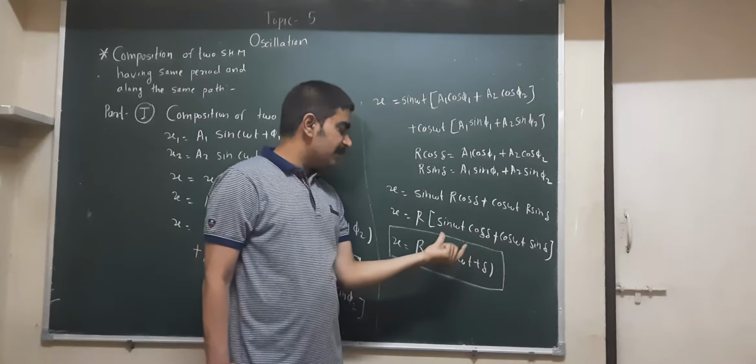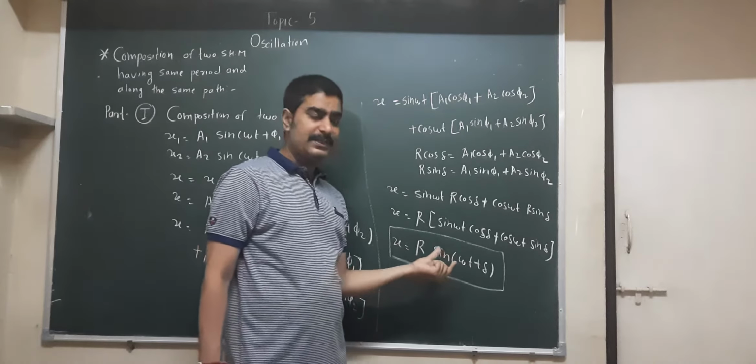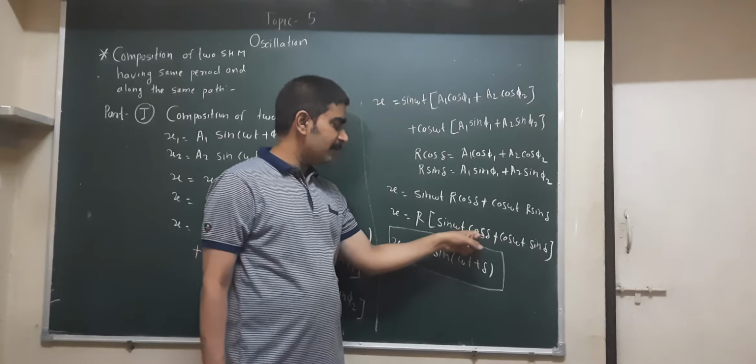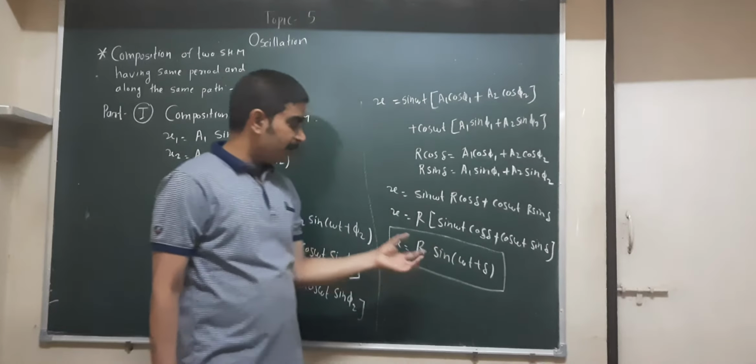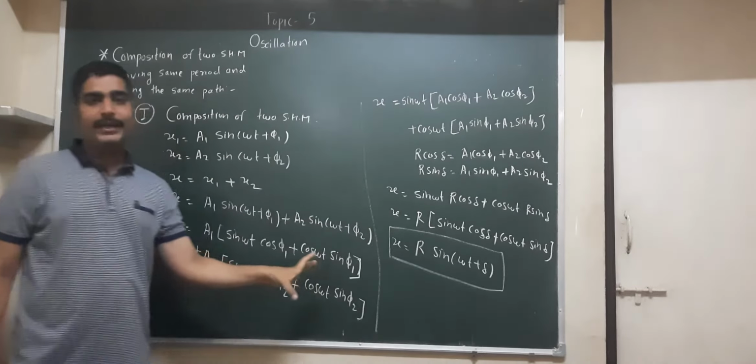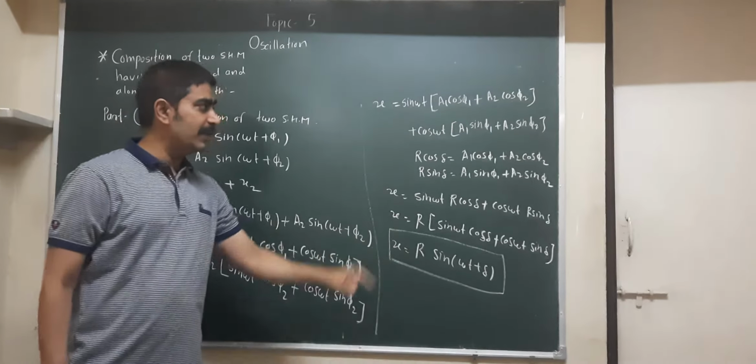This is the formula for sin(omega t plus delta), that is sin(alpha plus beta), sin alpha cos beta plus cos alpha sin beta. So the sin(alpha plus beta) formula is there. Remember, this is the total mathematical part here. So this is the equation for the composition of two S.H.M.